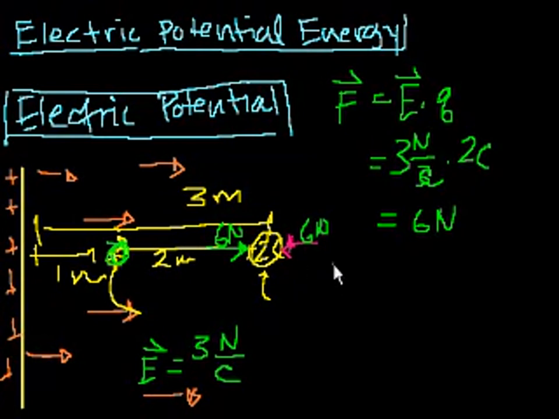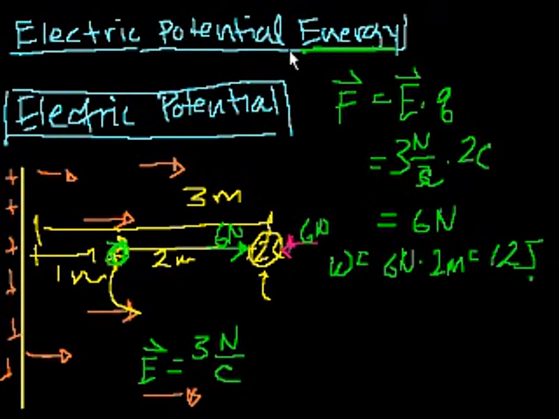So the total work is equal to 6 newtons times 2 meters, which is equal to 12 newton meters, or 12 joules. So we could say that the electrical potential energy, and energy is always joules, the electrical potential energy difference between this point and this point is 12 joules.